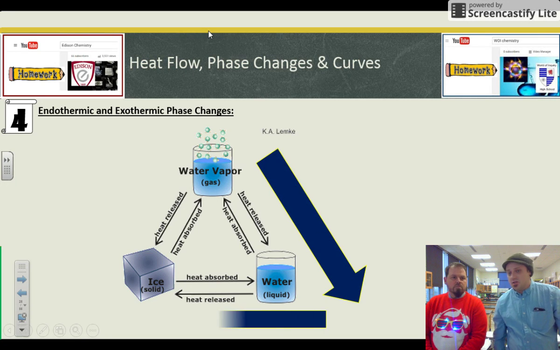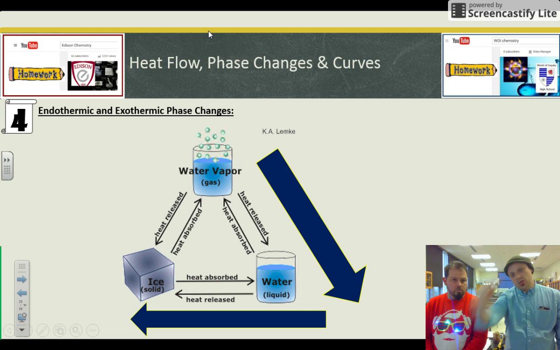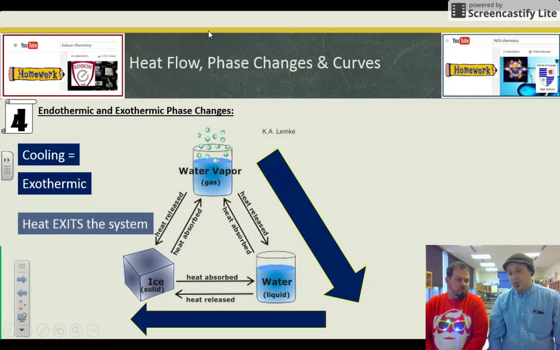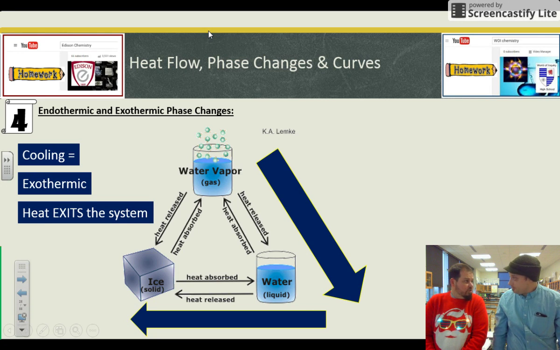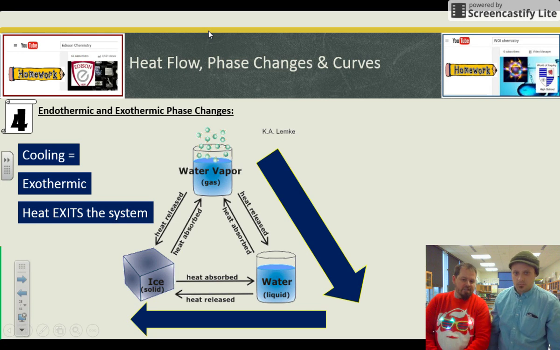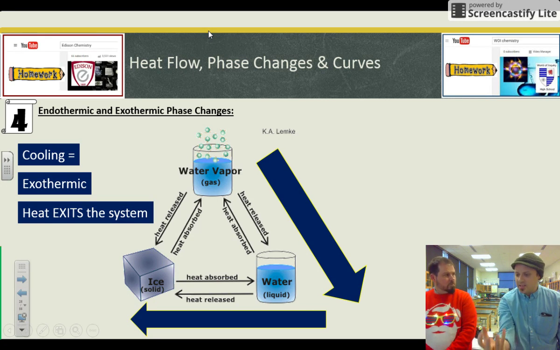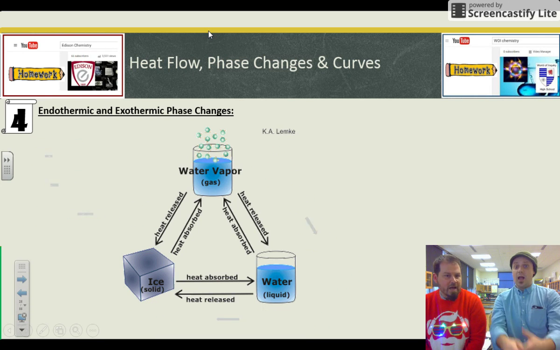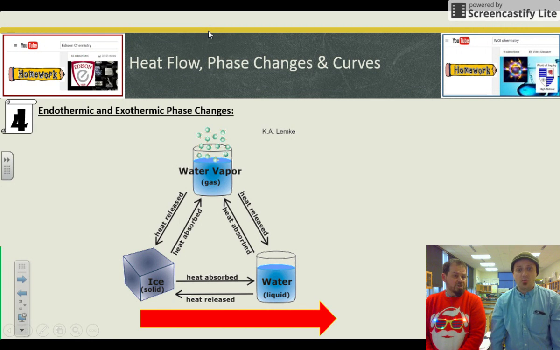So let's get our definitions here. Exothermic is where heat is being released: from a vapor to a water to ice. Cooling. That's exothermic, because when I cool something, heat must be exiting that system. That beaker itself is getting colder, so the heat must leave it. And the opposite is, of course, endo, which means heating.